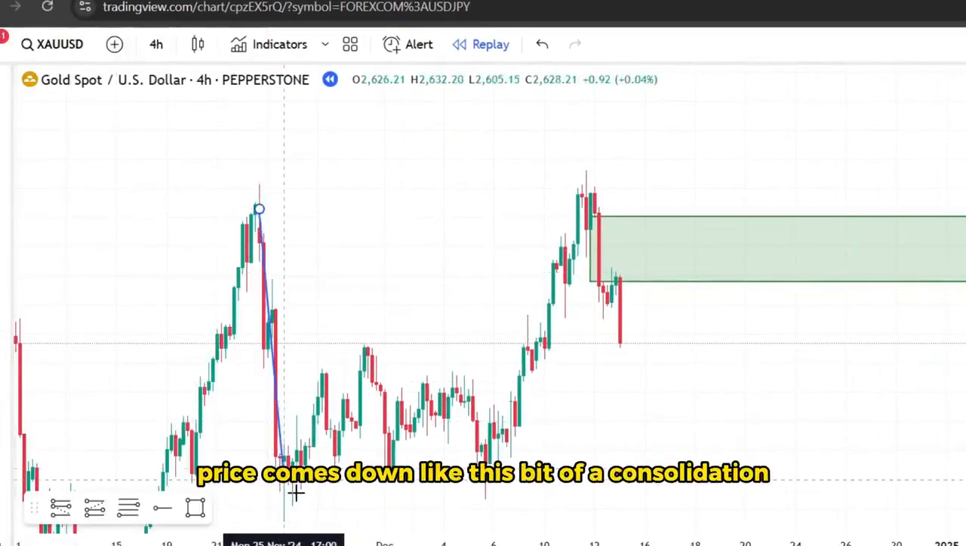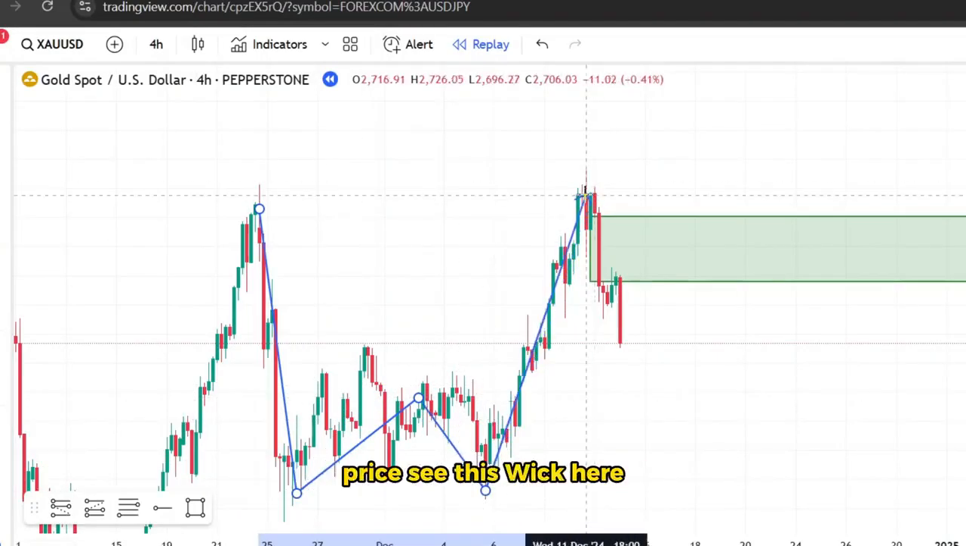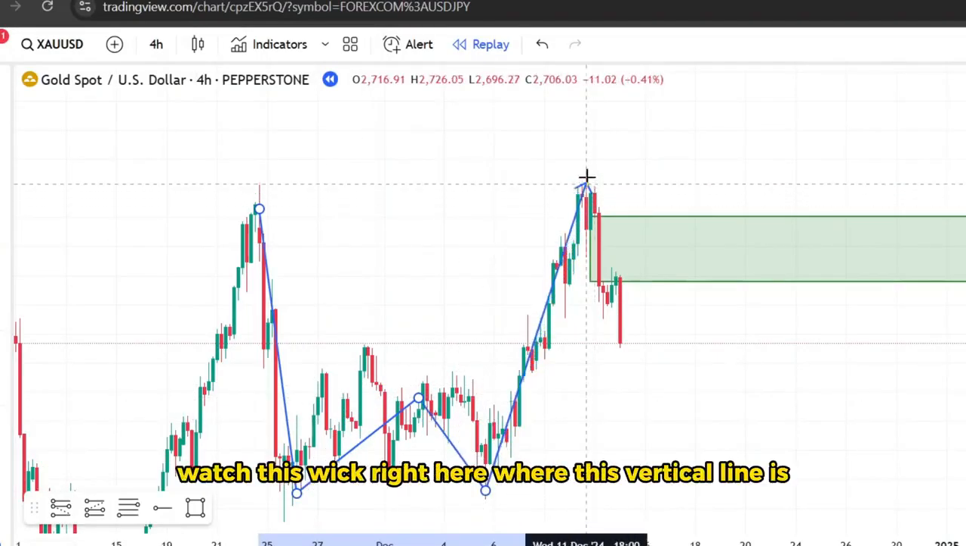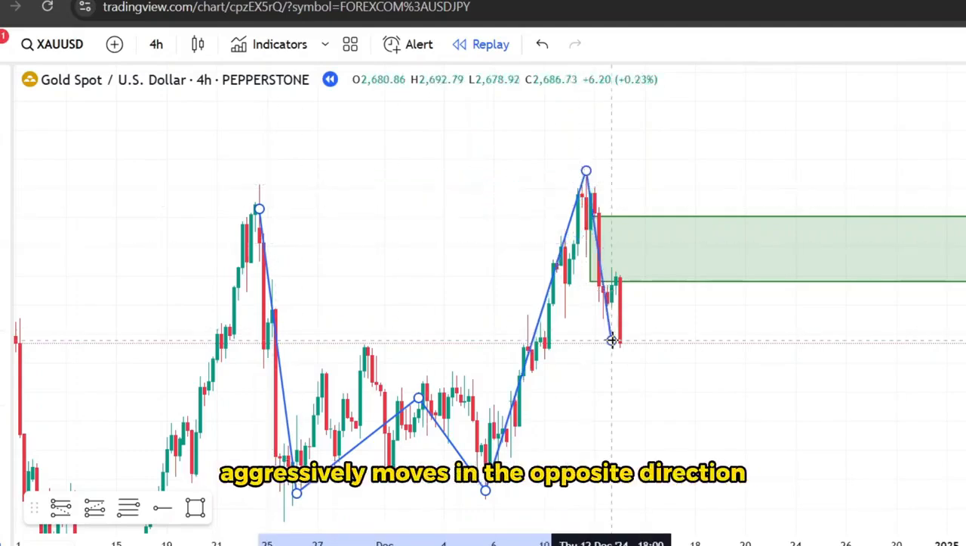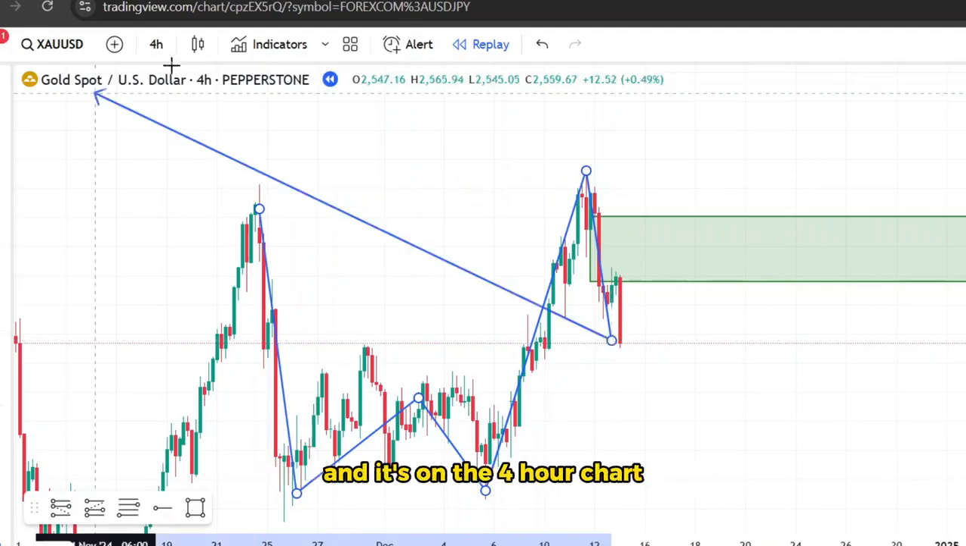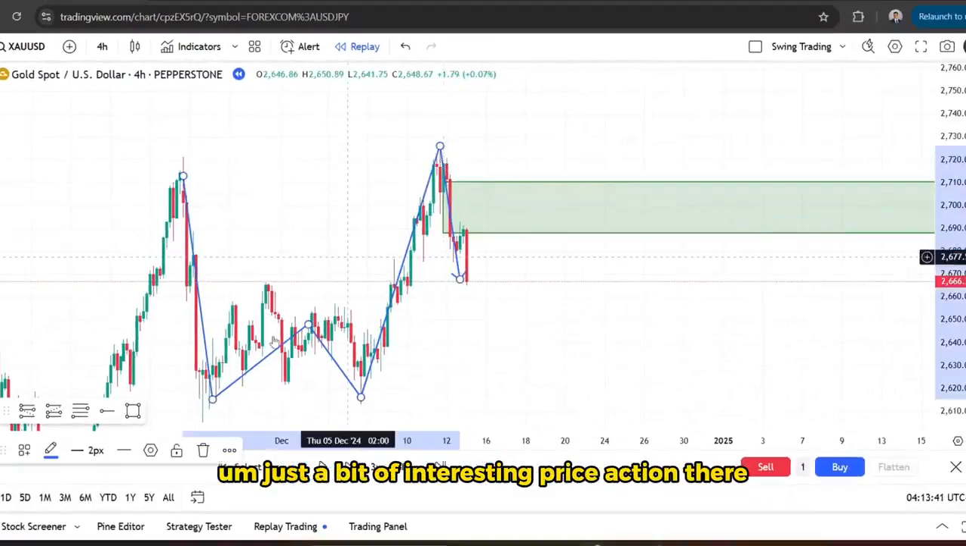Price comes down like this, a bit of consolidation. This is just generating liquidity here. See this wick here? Watch this wick right here where this vertical line is. This wick takes out these stop loss orders and then quickly, aggressively moves in the opposite direction. That right there is your liquidity sweep, and it's on the 4 hour chart. So this is very, very significant. Just a bit of interesting price action there.